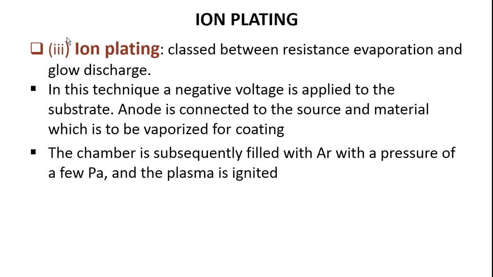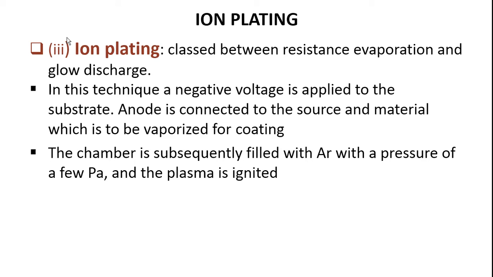In the case of DC sputtering and RF sputtering, we have seen the target is made negative, isn't it? The target is actually given negative voltage, whereas in ion plating, the negative voltage is applied to the substrate.